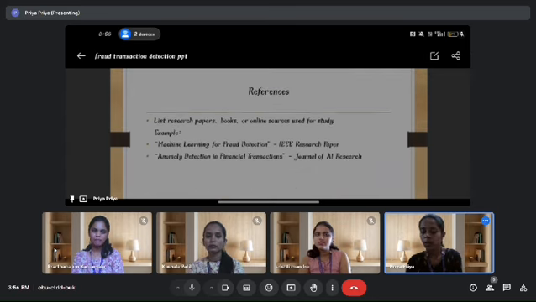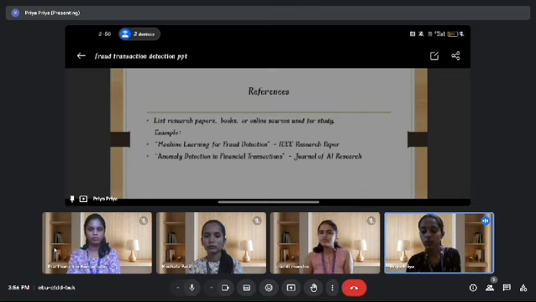Next, references. Research papers: Machine Learning for Fraud Detection, IEEE; Anomaly Detection in Financial Transactions, Journal of AI Research. Books and online courses: Data Science for Fraud Detection, Deep Learning Applications in Finance, and online sources.